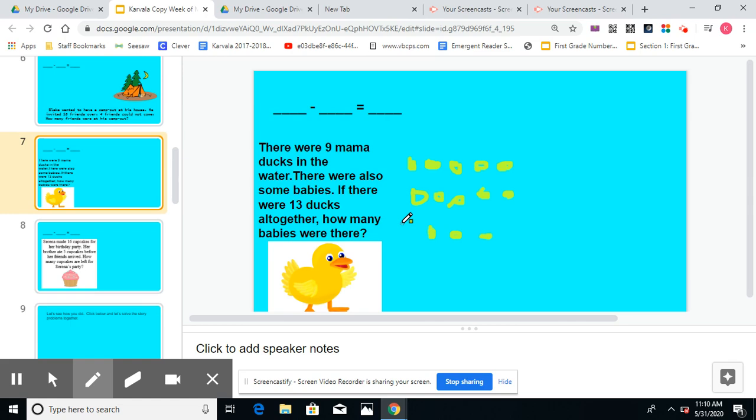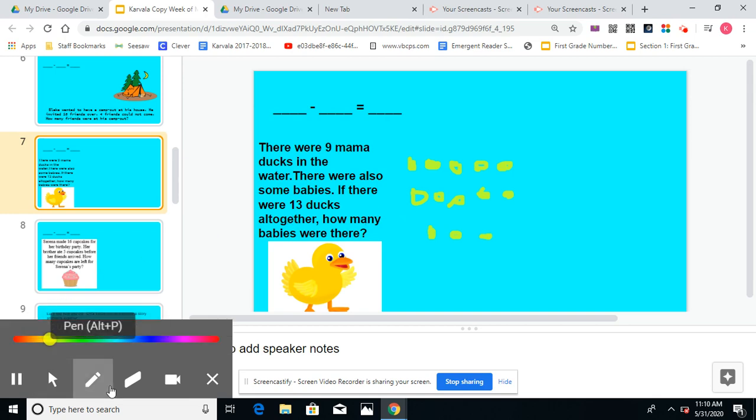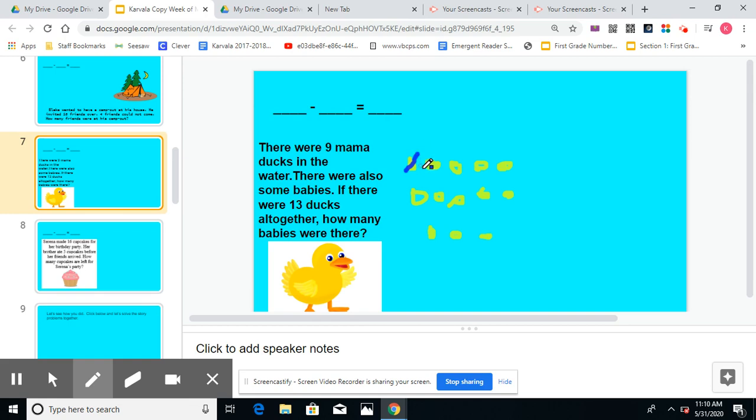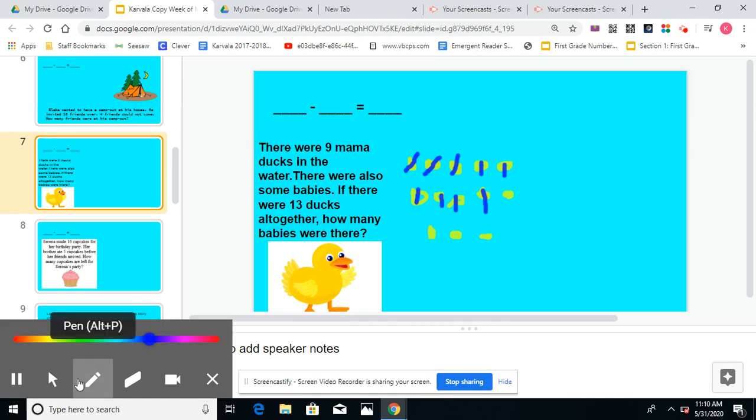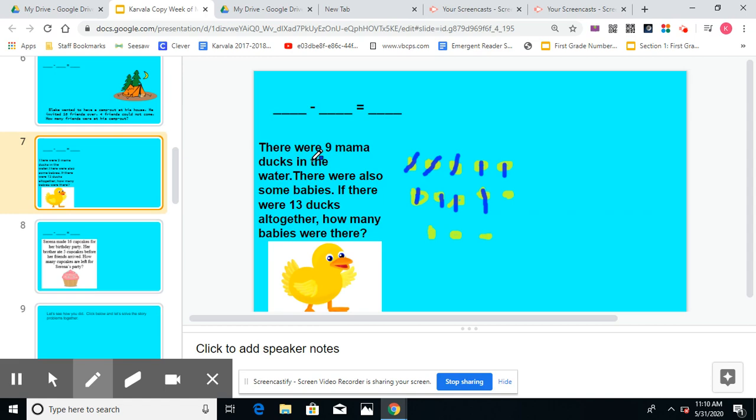And it says there were 9 mama ducks in the water. So 9 of them were mama ducks. So I'm going to take my coloring here and I'm going to mark these as mamas. 1, 2, 3, 4, 5, 6, 7, 8, 9. So those are mamas. So let's go back and fill this in real quick. I'm not going to put my 9 here because that's not how many we had all together. All together we had 13. So we started with 13.